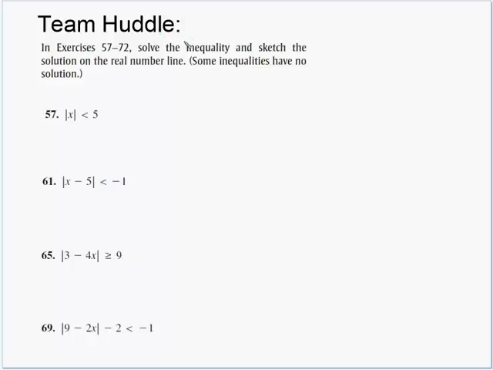Okay, directions say, solve the inequality, sketch the solution on the number line. Some inequalities have no solution. The first one, nice easy one, slow pitch across the plate. Absolute value of x is less than 5.